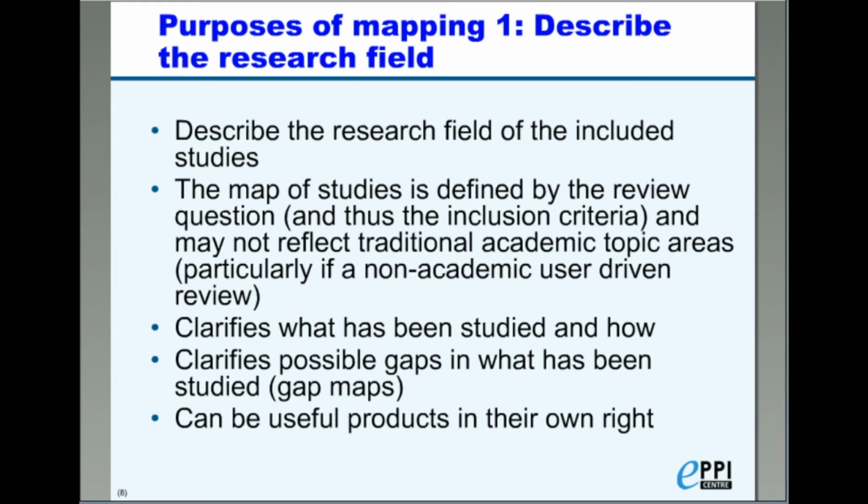Mapping the research field identifies things that maybe we should have studied, but nobody has done so as yet, or they haven't studied it well enough to be included in a systematic review. So identifying such gaps, we call them gap maps.